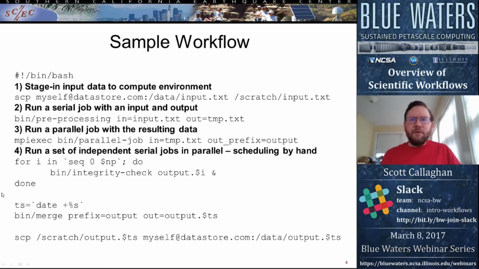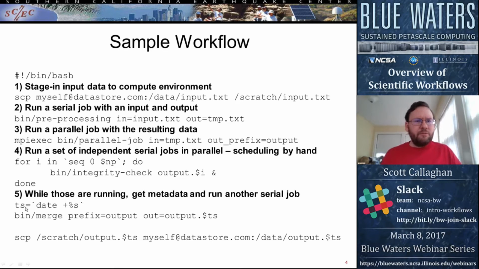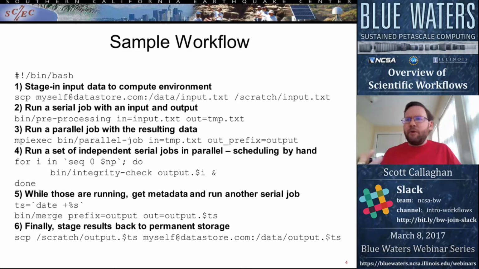While those are running, we'd like to capture some metadata. We'd like to remember when we did this simulation because that might be useful to us later. So we're going to run a date job, grab a time step, and then we're going to merge all of our output files into a single output file and put the time step on the end. That way, if we come back and look at it later, we know when we did this. Finally, we want to make sure we save that output. We don't want it to get purged in Scratch, so we're going to copy it back to our permanent storage for archival. In workflow terminology, this is called staging out, when you have data that you would like to copy out of the compute environment and somewhere else for long-term storage.